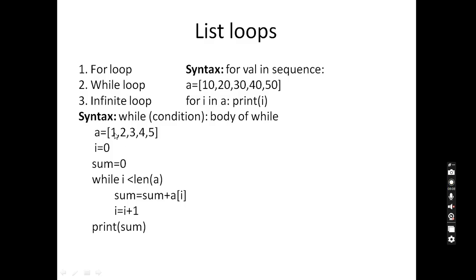So I access the first element, a of 0. At the 0th position I get a 1, so 1 will be added to the sum here. In the same way, i will be incremented, and it will get a of 1. A of 1 is 2, and it will add 1 plus 2, which is 3. Like that it will add all the elements and get a sum value of 15 here.